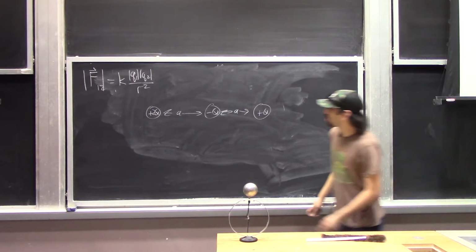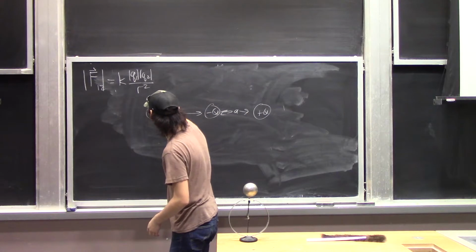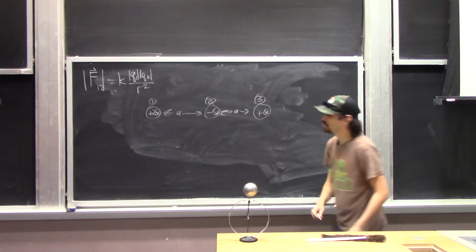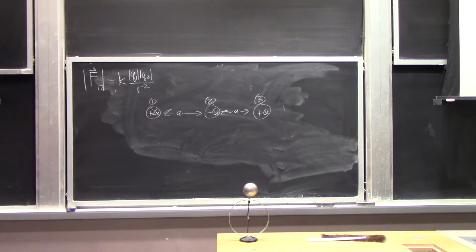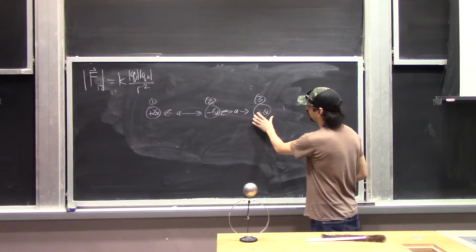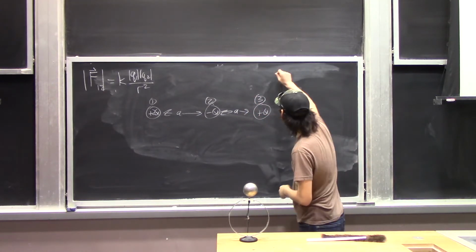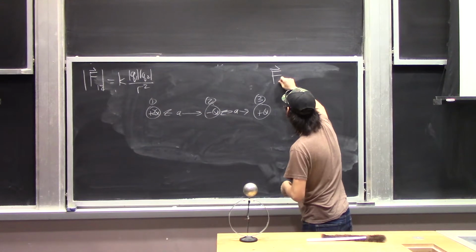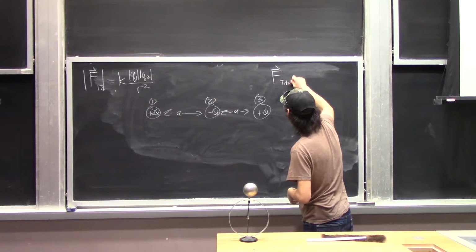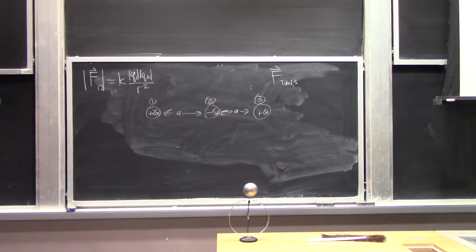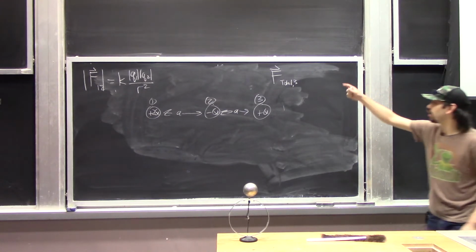Okay, so let's go ahead and talk about this one. I have this drawing here for our setup. What we want to find is the total force that's acting on this charge plus Q on the right here. So what we're trying to find is F total acting on 3, okay?